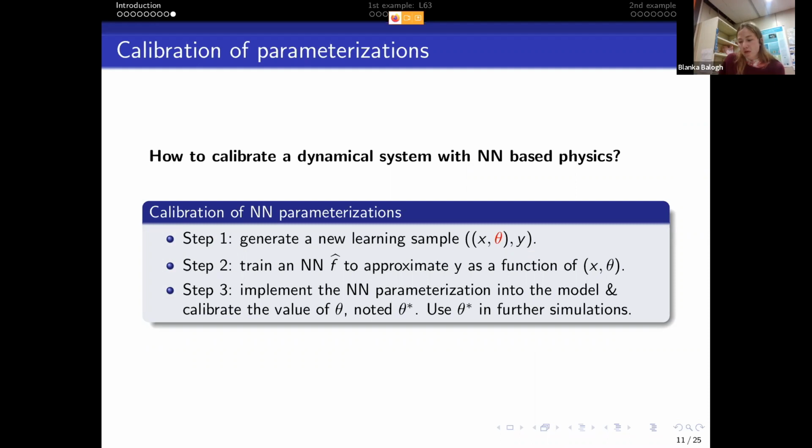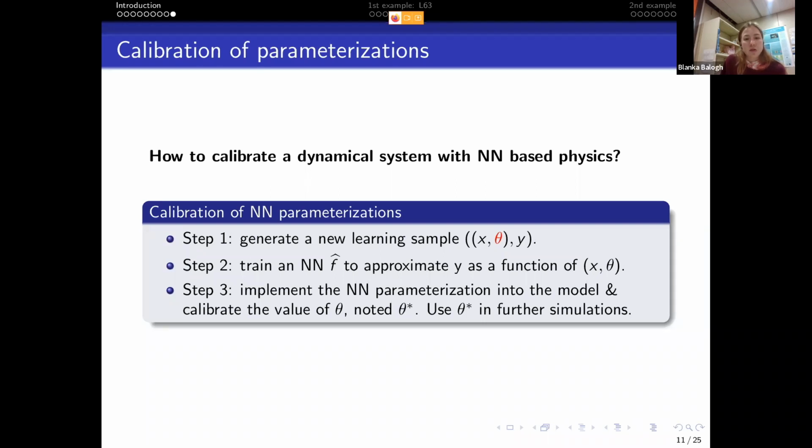The answer that we have to this question is a method to develop data-driven parameterizations that can be calibrated, and it can be described through 3 steps. The most important step is step 1 towards getting a parameterization that can be calibrated online. This step 1 consists in generating a new learning sample, which samples X, Y, and also theta, where theta are parameters that we have identified to be sensitive, and which we also sample to build the learning sample.